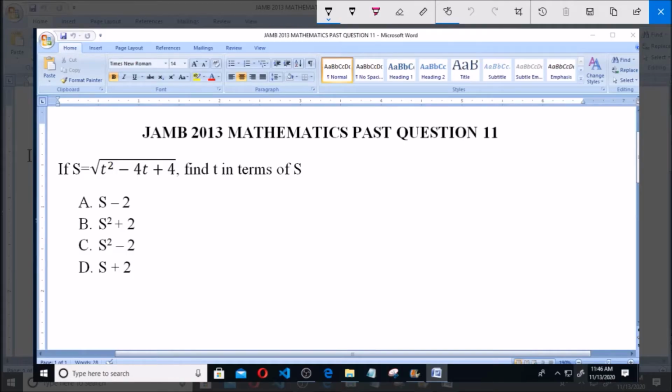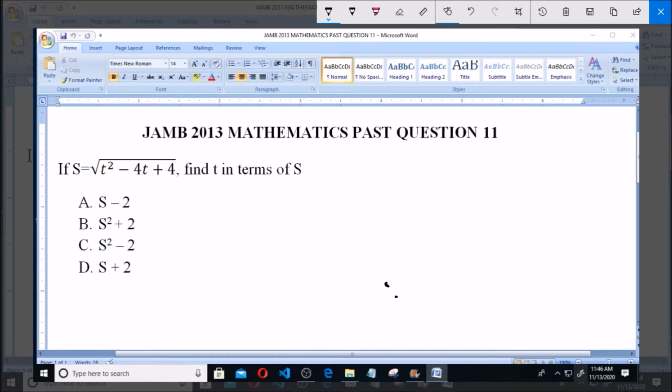I'll be answering JAMB 2013 Mathematics Past Question 11. If s is equal to the square root of t squared minus 4t plus 4, find t in terms of s. Now, we're given that s is equal to the square root of t squared minus 4t plus 4.